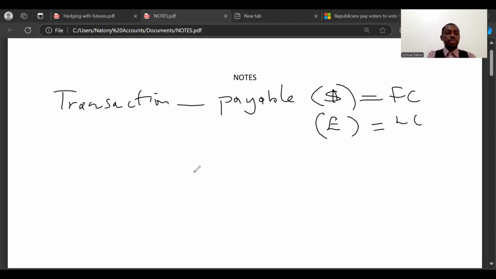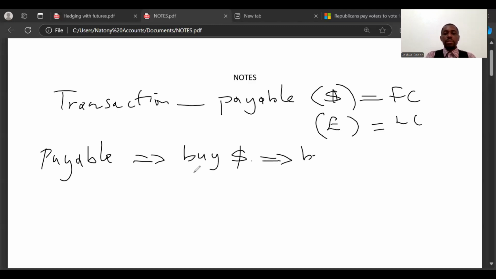So for a payable, what will happen? The company will need to buy the foreign currency, which is the dollar, to make the payments. So if the company will need to buy the dollar to make the payment, then your decision will be to buy futures in the dollar.